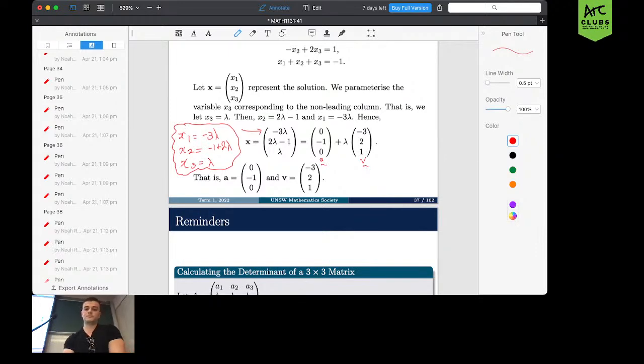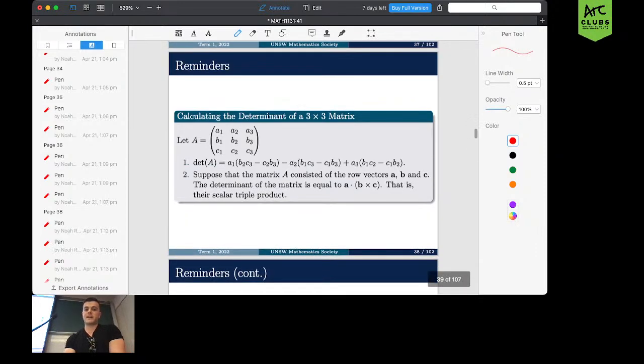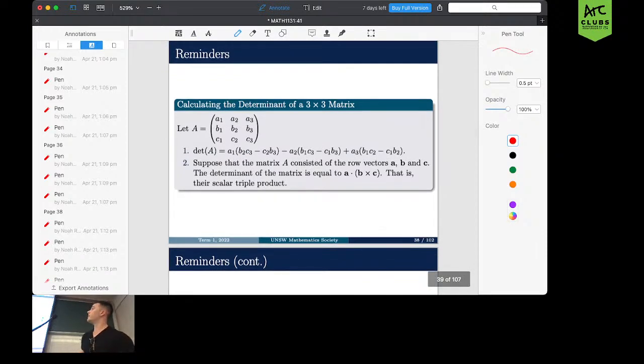Okay. Now, calculating the determinant of a 3x3 matrix is probably best done just by memorizing this formula. There's all sorts of complicated ways in which you can do it.